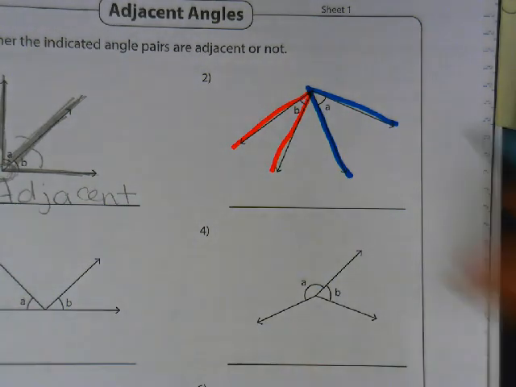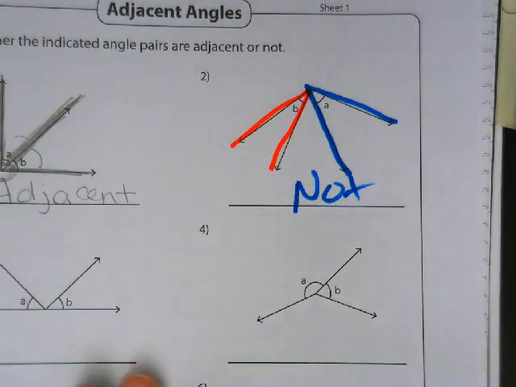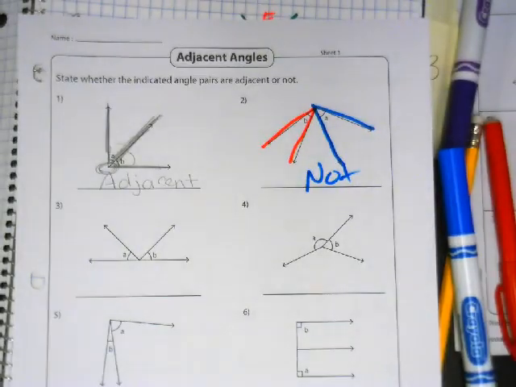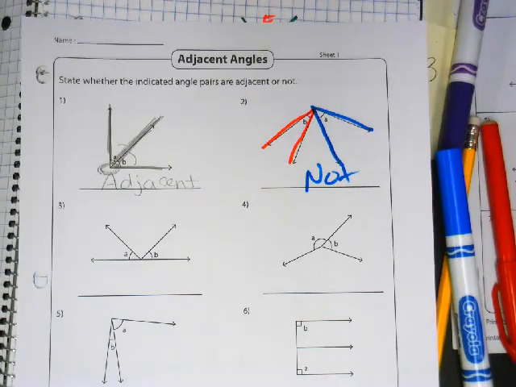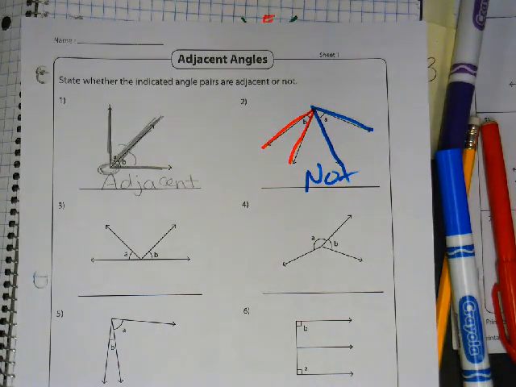Why don't they share a line? You write nothing or not. Not adjacent. It's very similar to proportional, right? So I put not adjacent. You can just write not.